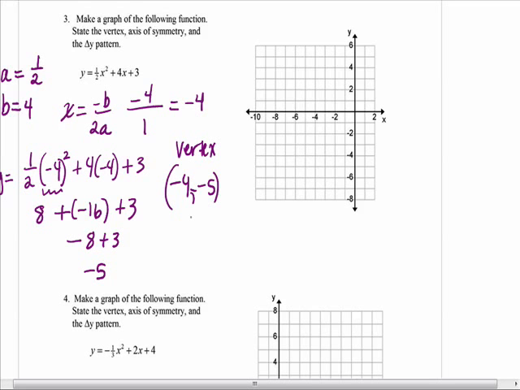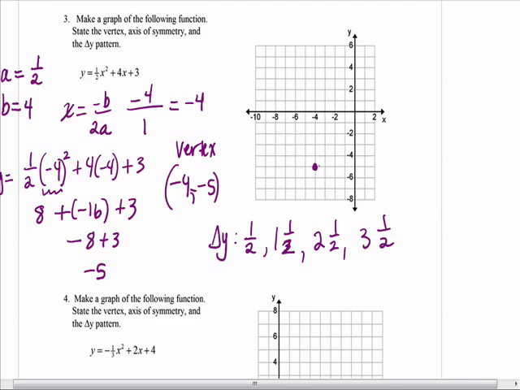Go ahead and plot it. And let's calculate our delta y pattern. We have an a value of 1/2, so we're going to have to multiply 1, 3, 5, 7 by 1/2. So 1/2 times 1, 1/2 times 3, oops, 1/2 times 5, 1/2 times 7, etc.